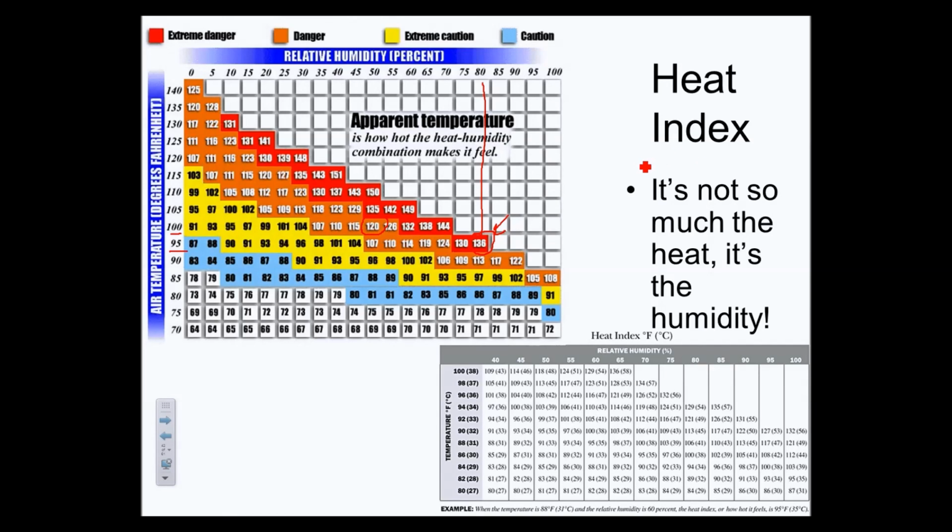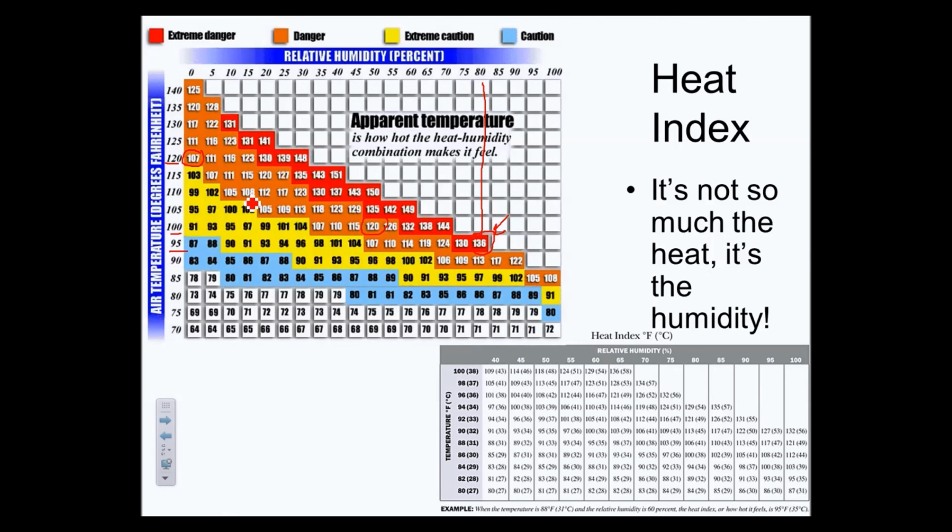Does it work the other way? People say, oh, Arizona, it's 120 degrees, but it's a dry heat. Does that really matter? Well, let's look. 120 degrees, but 0% humidity, it feels like 107. It does matter. It feels 13 degrees cooler because you don't even have to sweat. The moisture is pulled out of your skin. The air is so dry, and it makes you feel cooler. So this is a very important thing to remember.